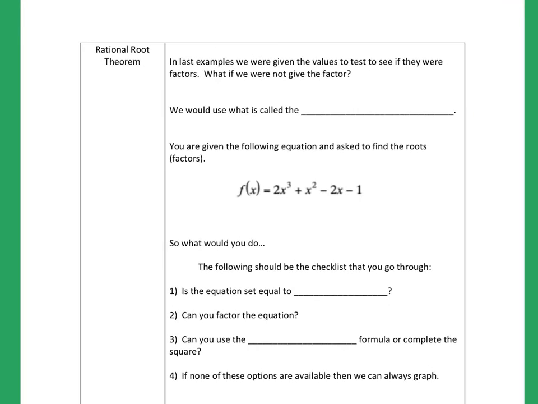So now what we've got going on is the rational root theorem. This is just kind of throwing all of this together. It says in the last examples, we were given the values to test to see if they were factors. But what if we were not given the factor? What if they didn't give us the factor? We would have to use what is called the rational root theorem.